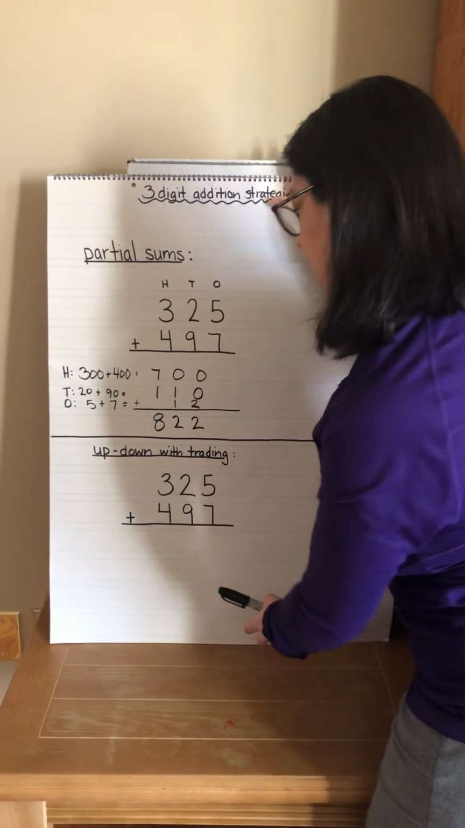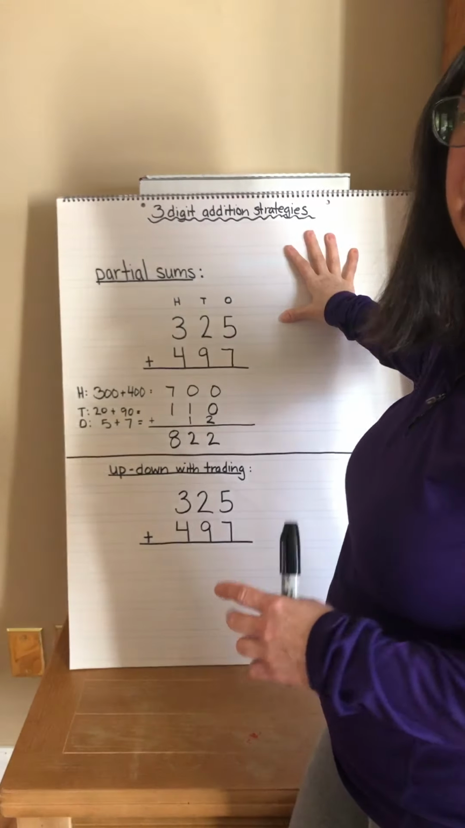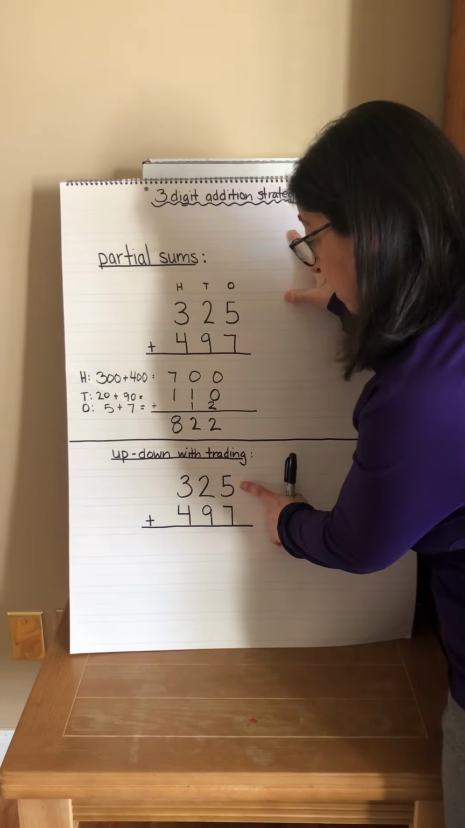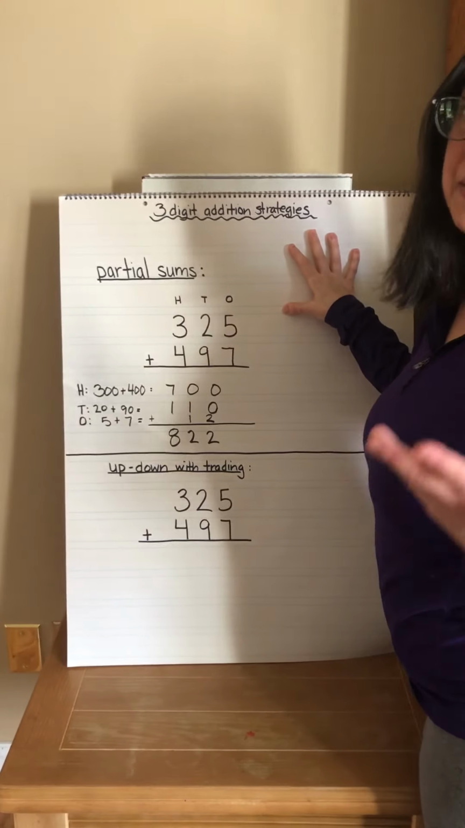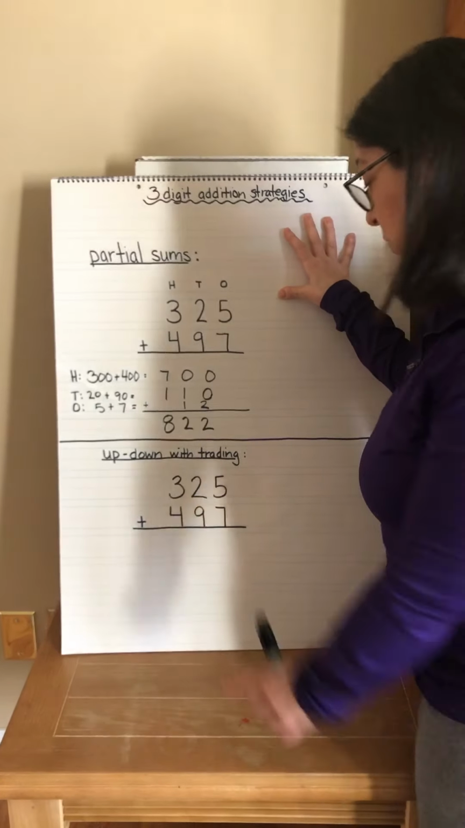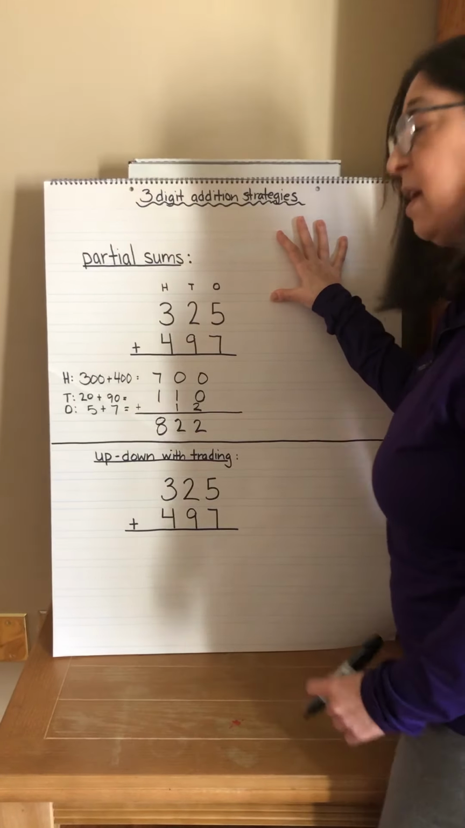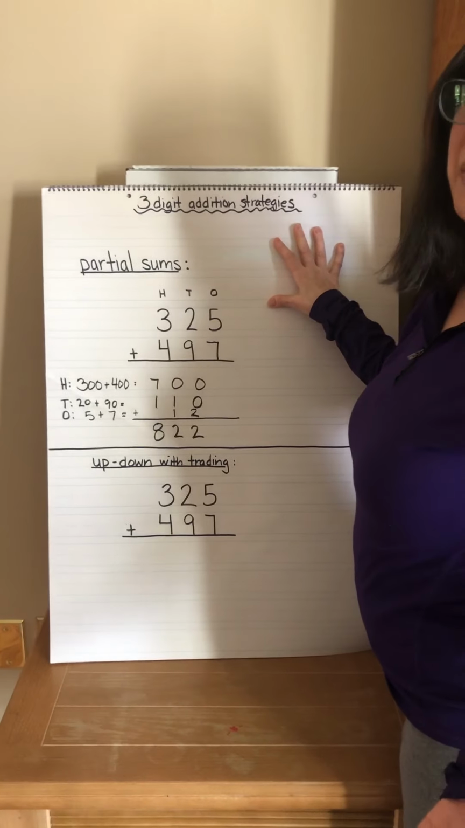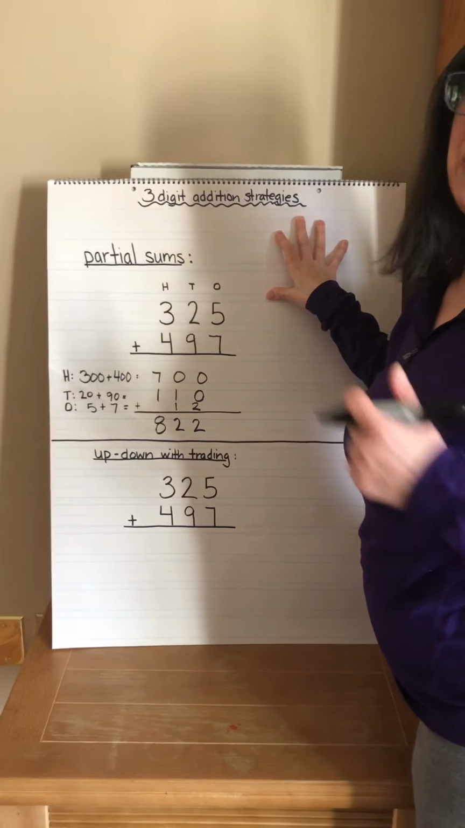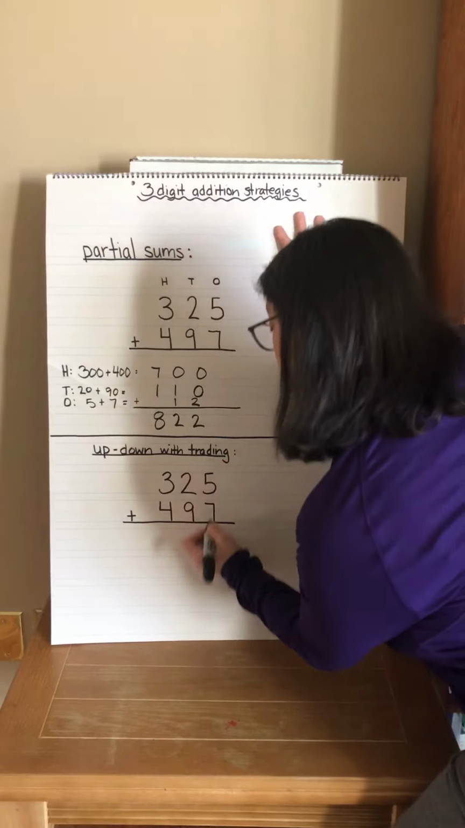Okay, now the next strategy I'm going to show you is the one I call up-down. It's when we do our trading. So for this one, I'm going to start with the opposite place value. I'm going to start with my ones place. So in my ones place, I'm going to add my 5 ones plus my 7 ones. Well, 5 plus 7, what's the problem? It's too much, right? We don't have enough room to put 2 digits in the ones place.